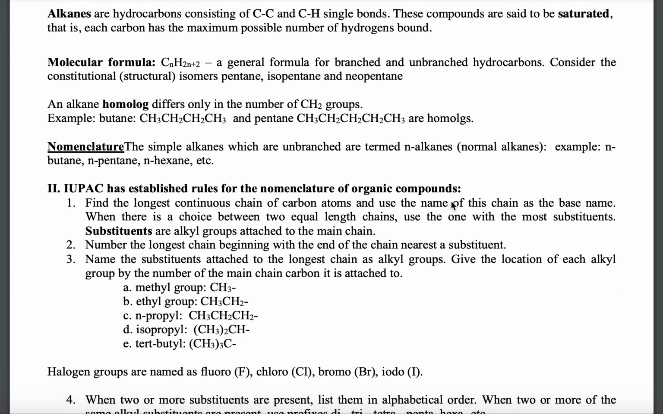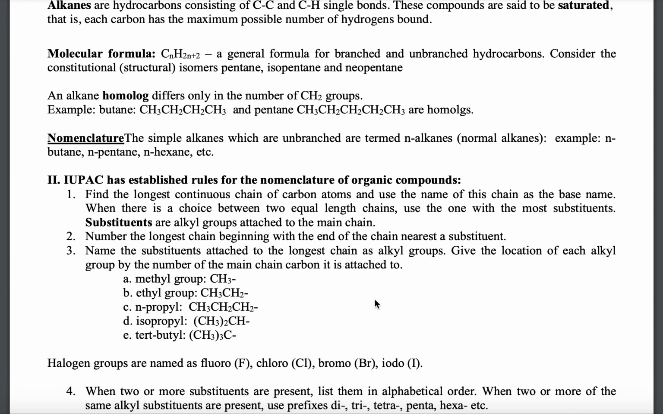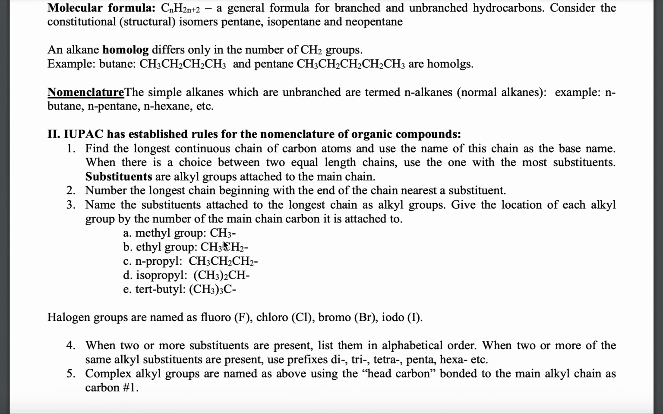Now, the rule is pretty simple. We need to find the longest continuous carbon chain, and you number it. Any carbon that's not numbered, we call that a branch, and we have a few different branches that we need to focus on here.